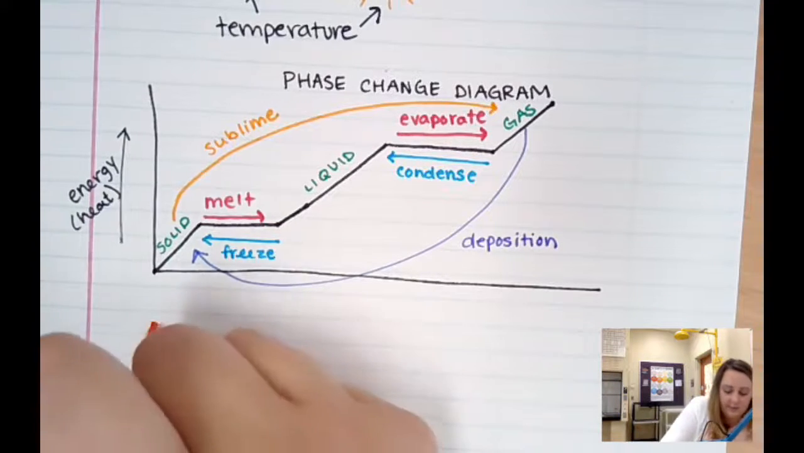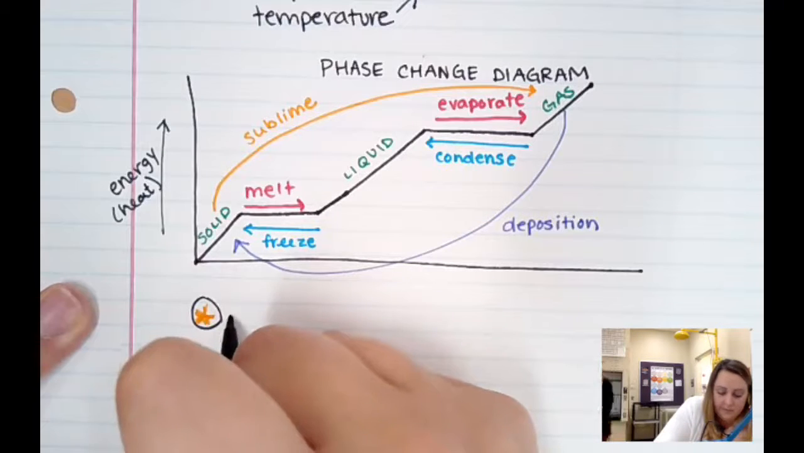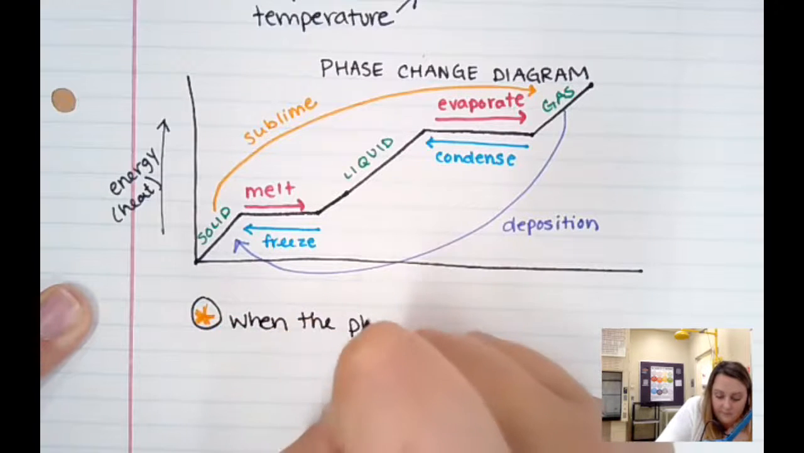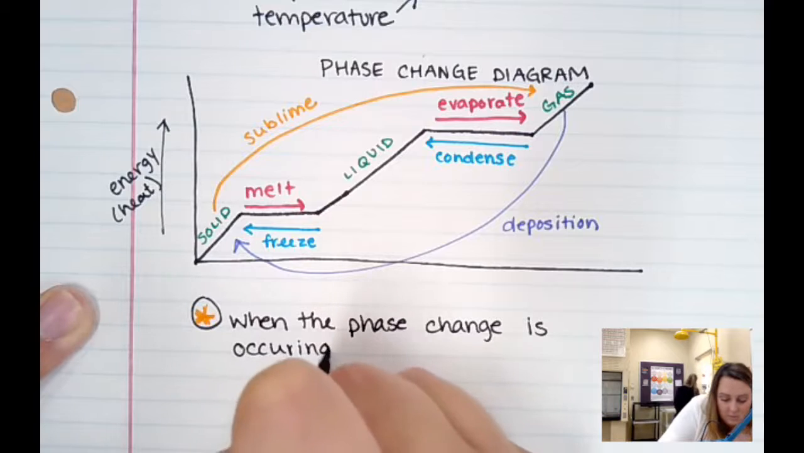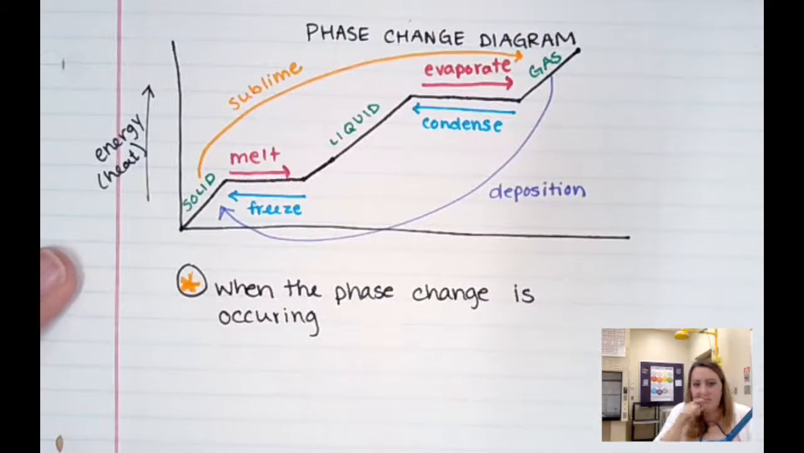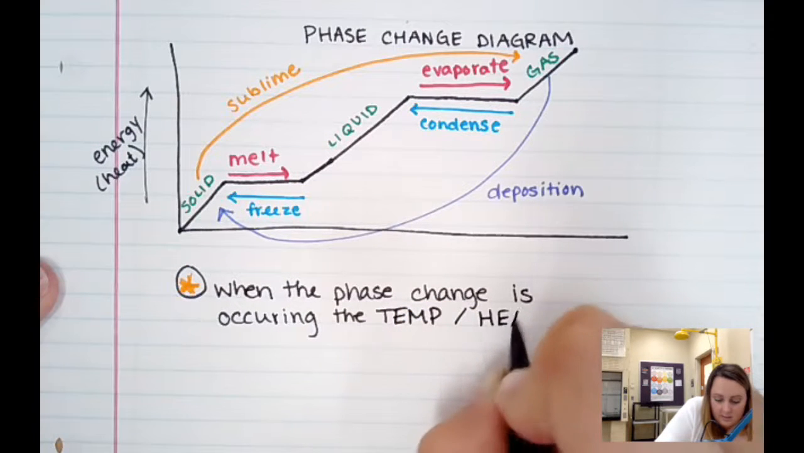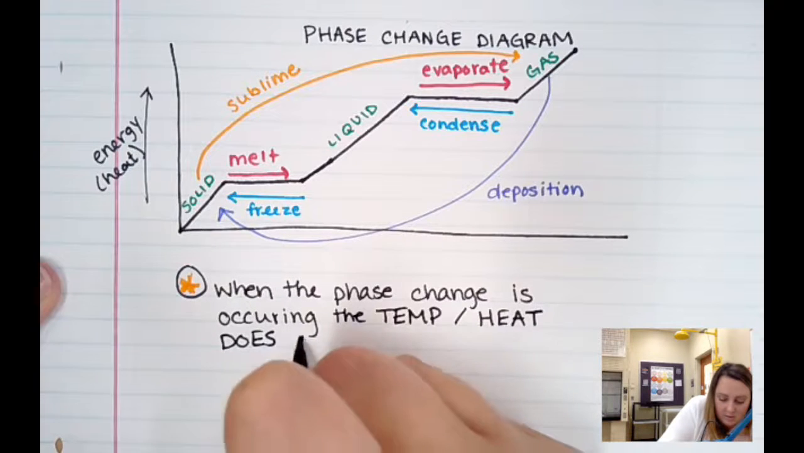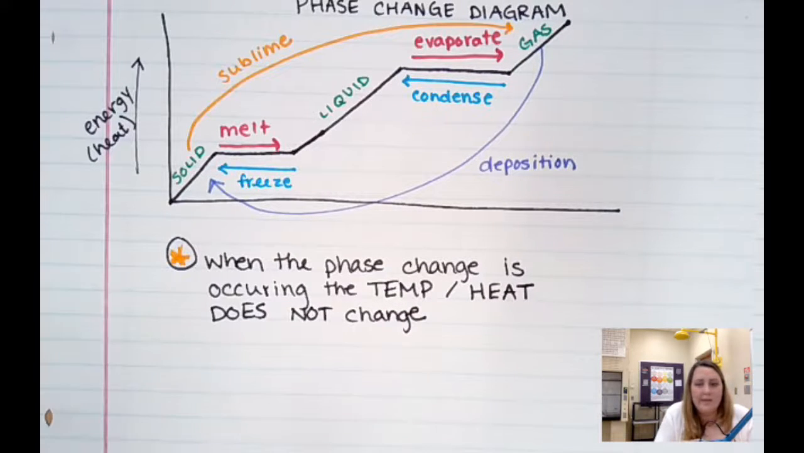The key takeaway here that we need to make a note of is that when the phase change is occurring, so we have melting, freezing, evaporating, condensing, sublimation, deposition, when it is occurring, the temperature or heat does not change. All the energy is going to reorganize the molecules and the particles. All the energy is working on that. It's not working on increasing the heat of the substance. So when the phase change is occurring, the temperature and the heat does not change.